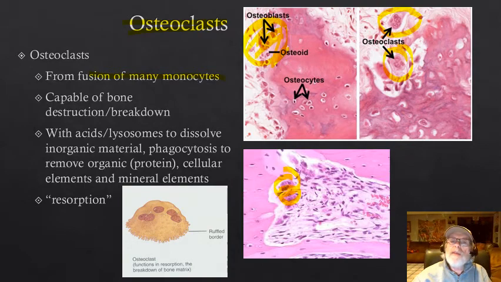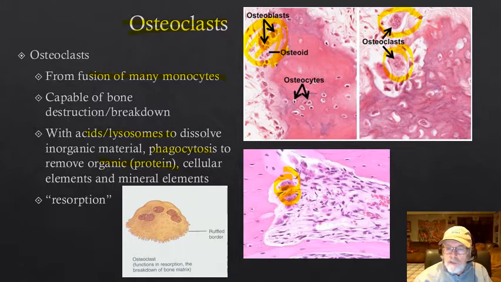Okay, and basically what happens is these osteoclasts are going to come in, and with the acids and the lysosomes, they dissolve inorganic material. So they're going to eat away all that lattice work, all the hydroxyapatite, all the crystals and stuff like that. And then they also phagocytize the organic material, such as the old, oh my gosh, they're eating their own osteocytes and the cellular elements and stuff like that. They get rid of them.